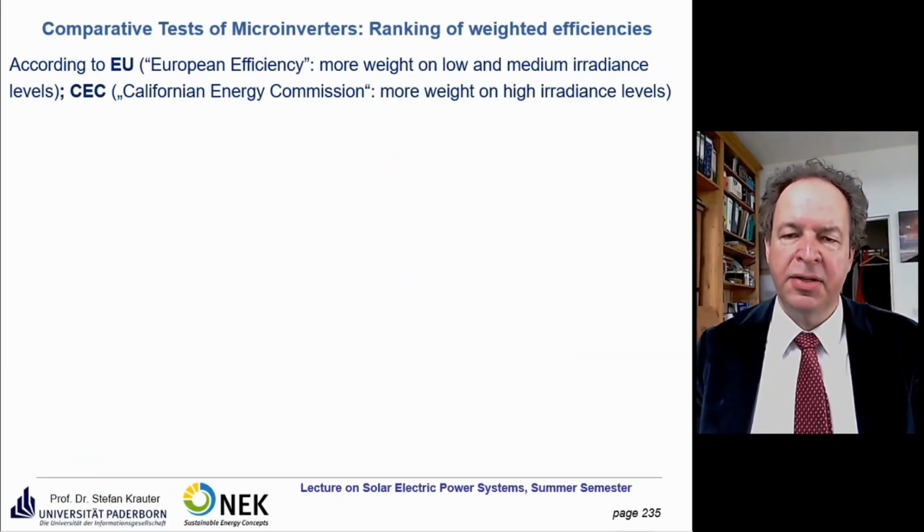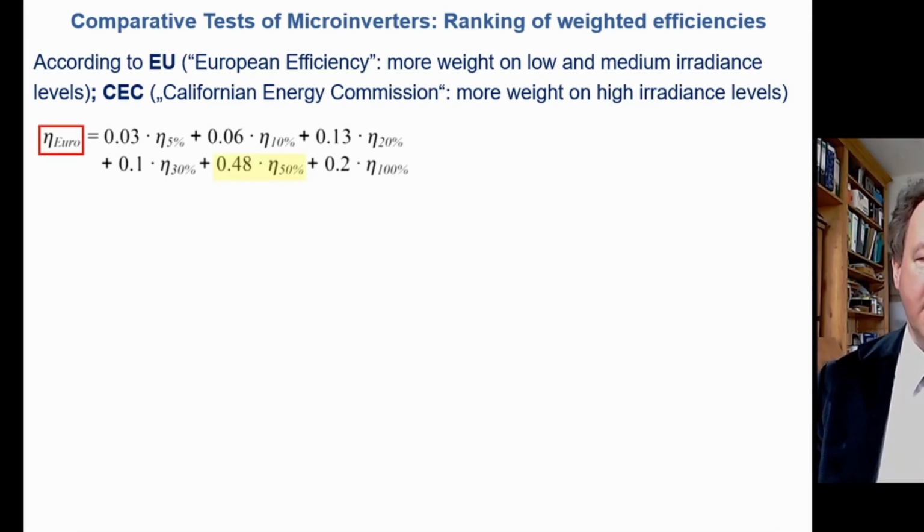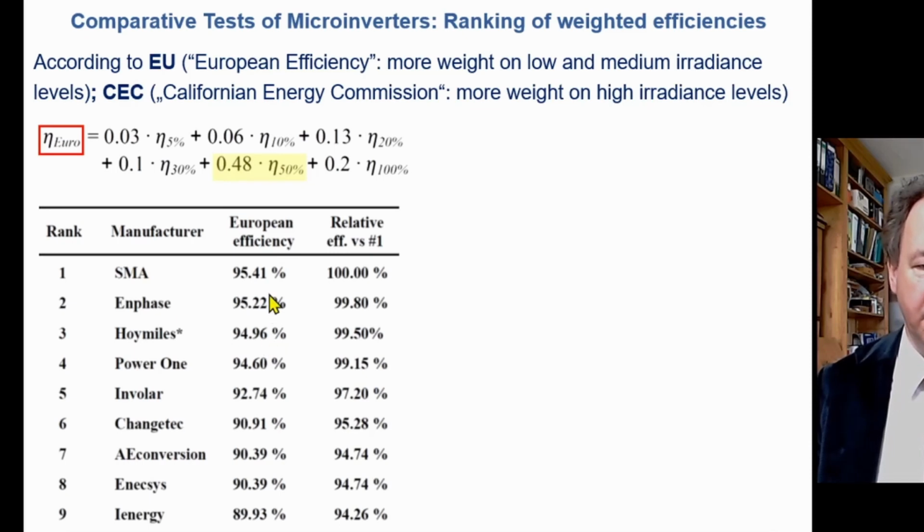Then we compared the weighted efficiency. As you already know, we have been discussing the standardized European efficiency, which puts quite a lot of weight on low and medium irradiance levels, and also the California Energy Commission efficiency, which puts more weight on high irradiance levels. So here again, the formula with the maximum weight on the 50% performance. This is a ranking of the different manufacturers. Here SMA was the best with a European efficiency of 95.41%. This is relative to the best, which is 100% because it's the best.